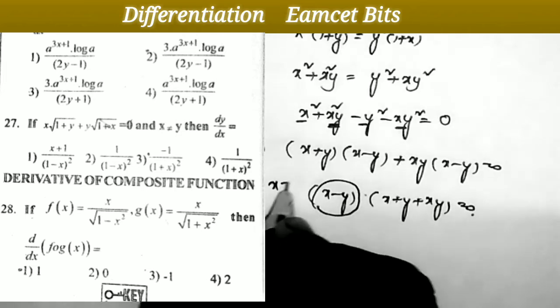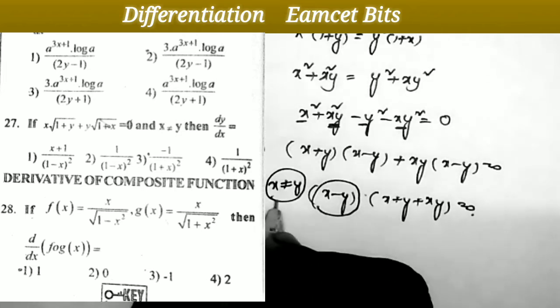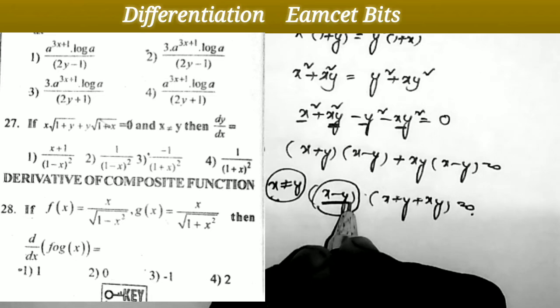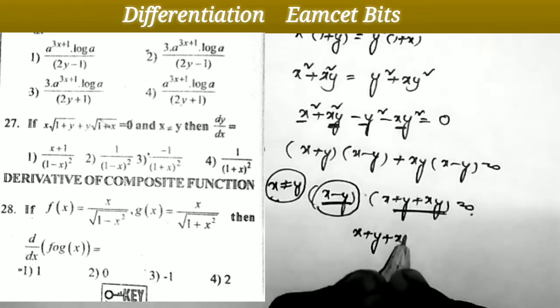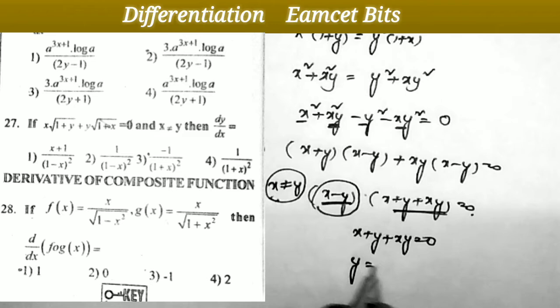In the given question it is clearly given x not equals to y. That is, x minus y not equal to 0. So this value equals 0: x plus y plus xy equal to 0. Then what is y value? y is equals to minus x by 1 plus x.